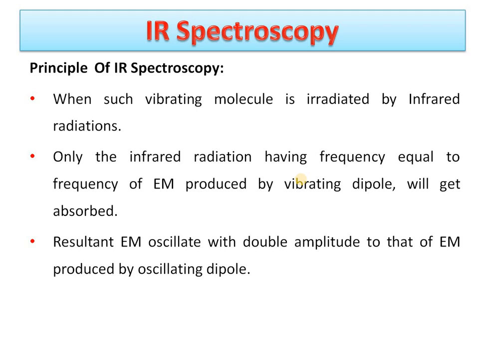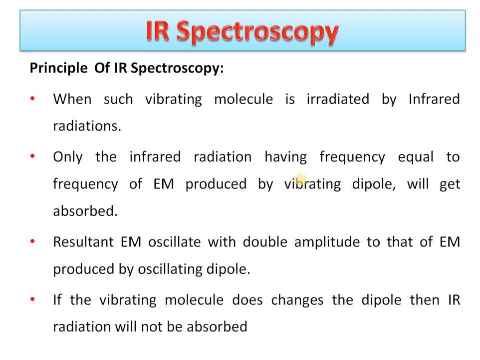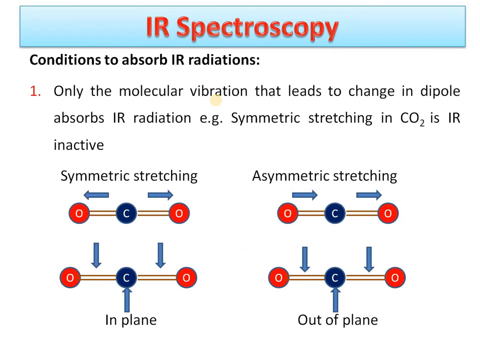Now the resultant electromagnetic field oscillates with double the amplitude of the electromagnetic field produced by the oscillating dipole. If the vibrating molecule does not change the dipole, then IR radiation will not be absorbed in that case. That means only the molecular vibration that leads to a change in dipole has the ability to absorb IR radiation. So this carbon dioxide molecule can vibrate in four ways.